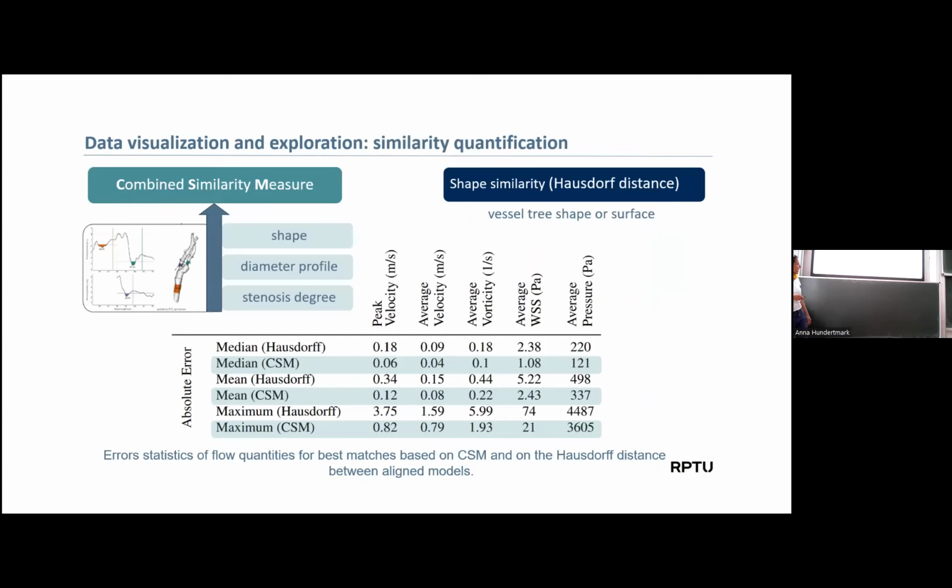Okay, some comparison: our combined similarity measure takes into account not only the shape but the diameter profile, so how the diameter changes along the center line, and the stenosis degree. And in all these evaluations we could get better error than the classical measures.